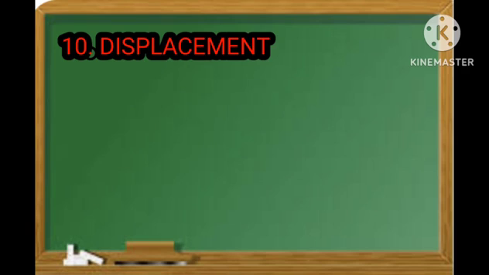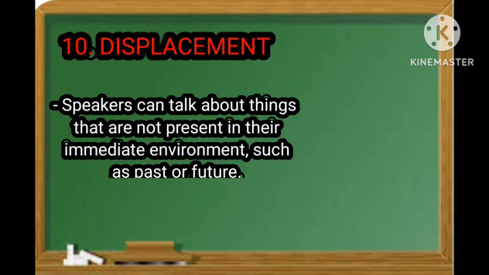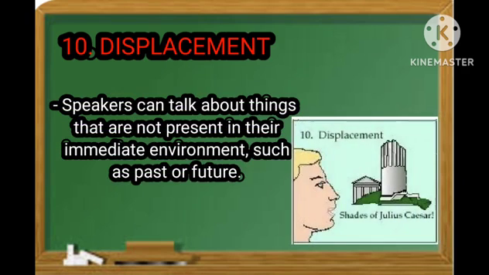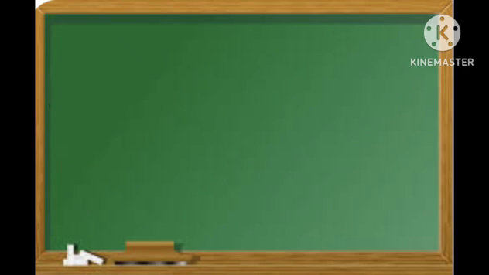Next is displacement. So, speakers can talk about things that are not present in their immediate environment, such as the past or future. So, it also refers to the ability to communicate about things that are not present in space or time. So, for example, humans can talk about past events, future plans, or even imaginary scenarios. This feature allows for abstract and hypothetical discussions which are not limited to immediate surroundings.